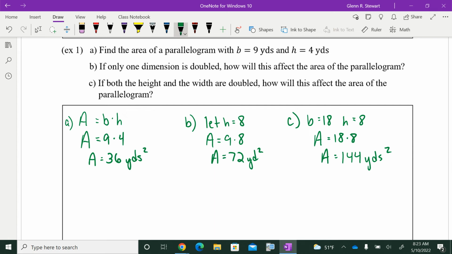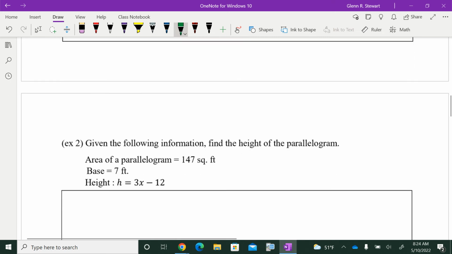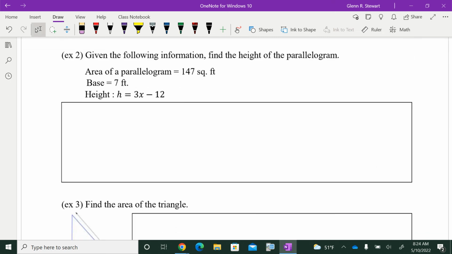How does 144 correlate to 36? Meaning, what do they have in common? How could I go from one to the other? Connor? Good. If I took 36 and multiplied by 4, I would get 144. So how will this affect the area? If both of the dimensions are doubled, then the entire area will be quadrupled. It'll make it 4 times that. This here was 2 times the original area, and this would have been 4 times the original area. Okay, let's go ahead and move on to example number 2.